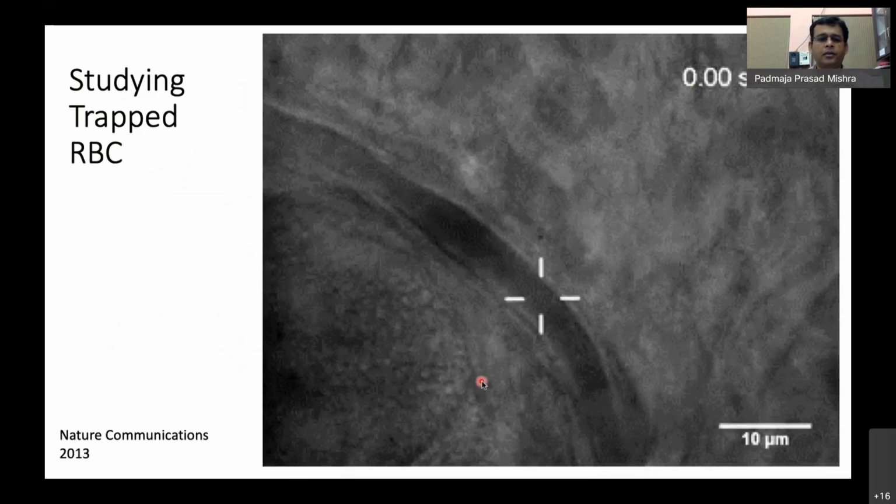This is one of the communications by Professor Arthur Ashkin, where he has shown how he has trapped... I'm unable to run this video, but this is where he has shown how he captured a red blood cell using the optical tweezer.